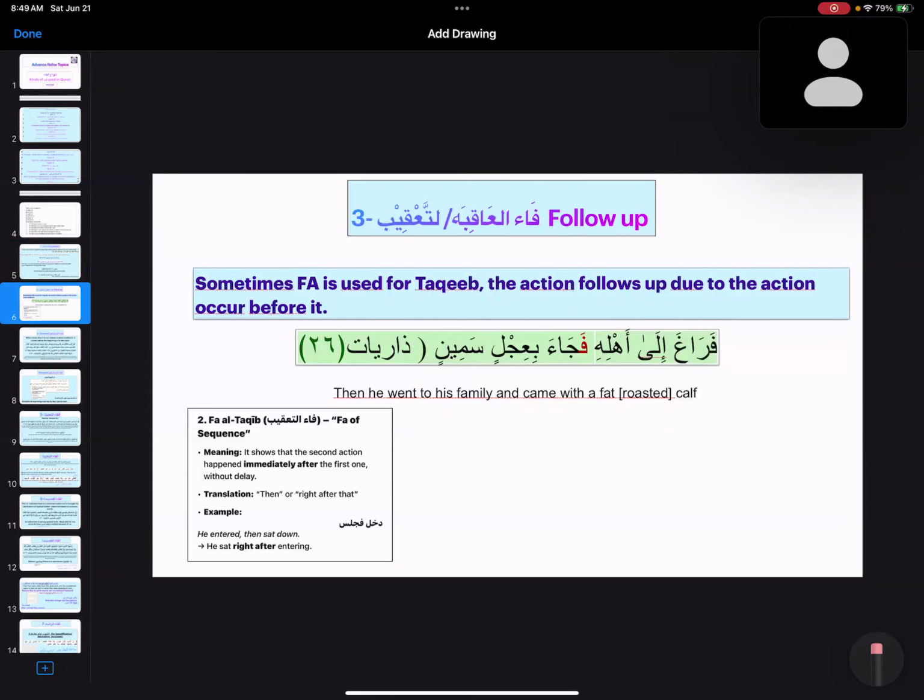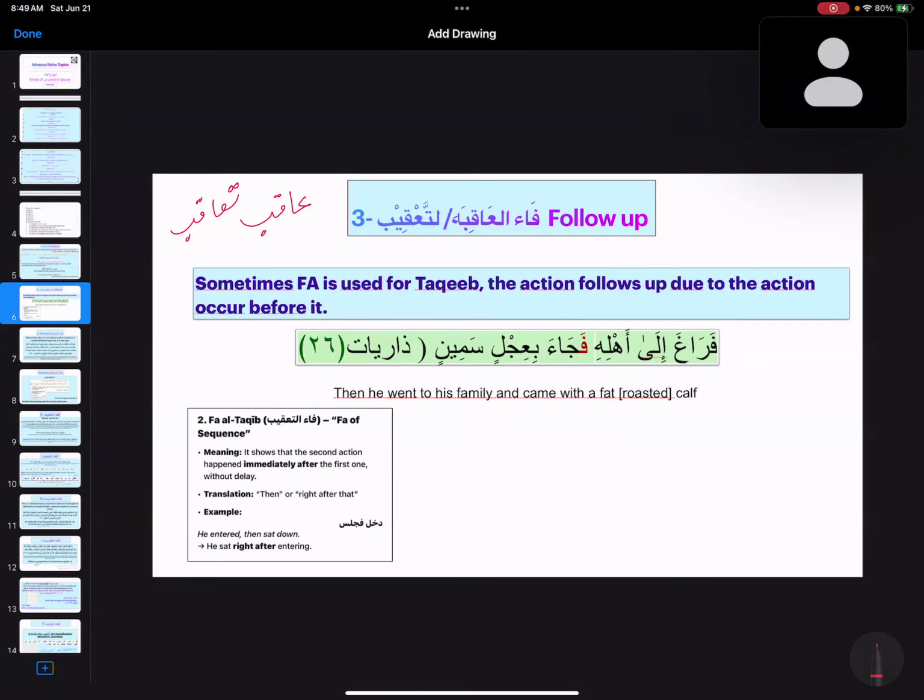Okay, then we have "fa li-ta'qib" or "fa'l-'aqiba." And we saw that two incidents are happening back to back. So immediately after the first action, the second action is following it. Because 'aqib means the one who follows. Or even we say in Urdu, ta'aqub, someone is doing my ta'aqub. Someone is chasing me, someone is coming behind me.